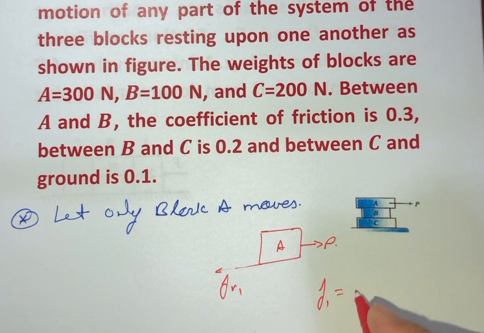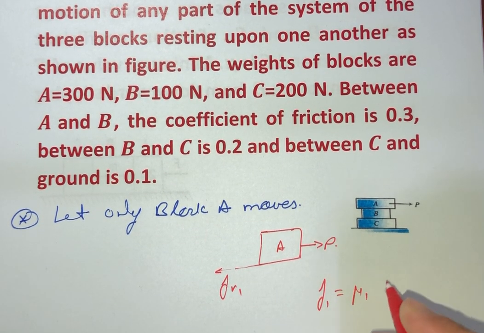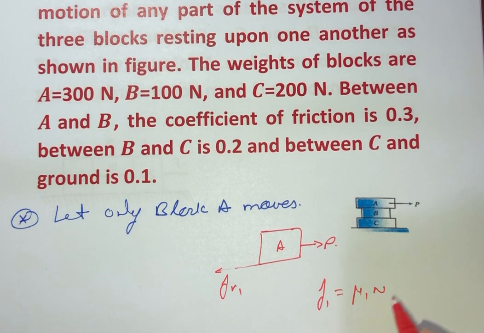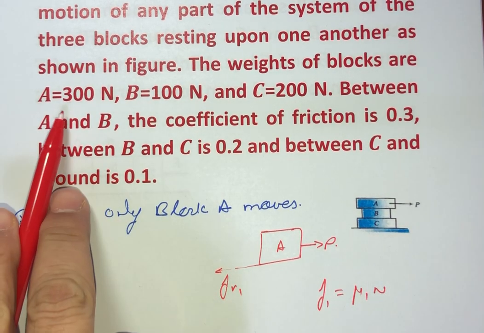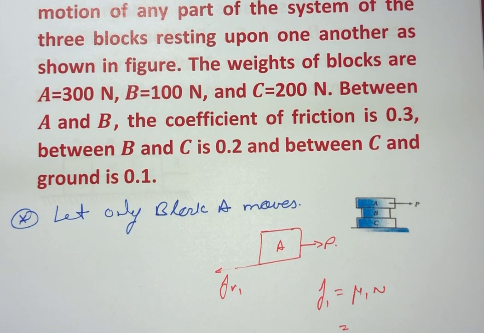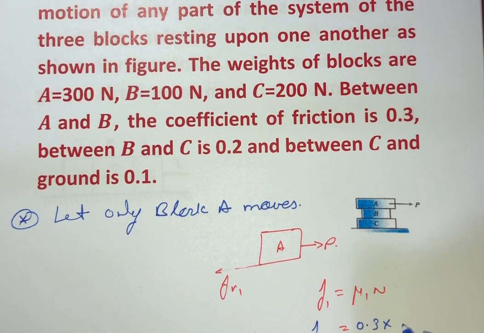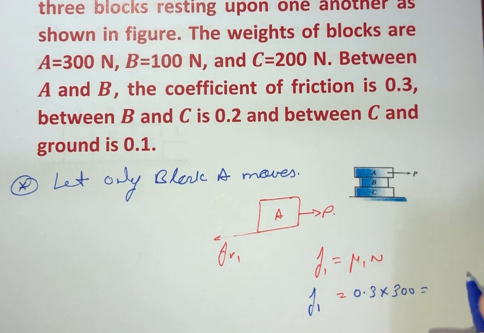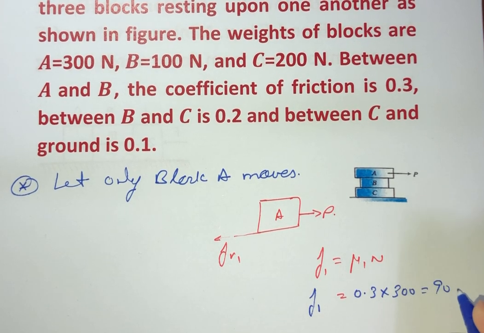Fr1 will be equal to mu into normal N, and N is nothing but the weight of A, that is 300 Newton. So mu1 is given as 0.3. So Fr1 is equal to 0.3 into 300, which will be coming equal to 90 Newton.